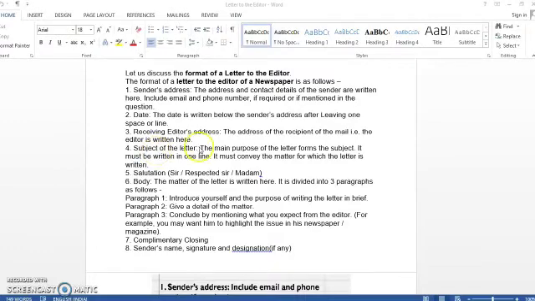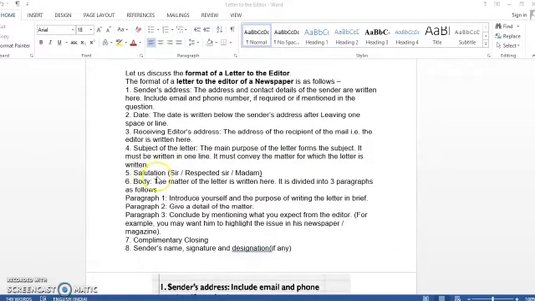Now, subject of the letter. That is another important point here. The main purpose of the letter forms the subject, means what you are writing in the content, what you want to highlight, the issue in this letter to the editor. The main purpose of the letter forms the subject. It must be written in one line and it must convey the matter for which the letter is written in an impressive manner.